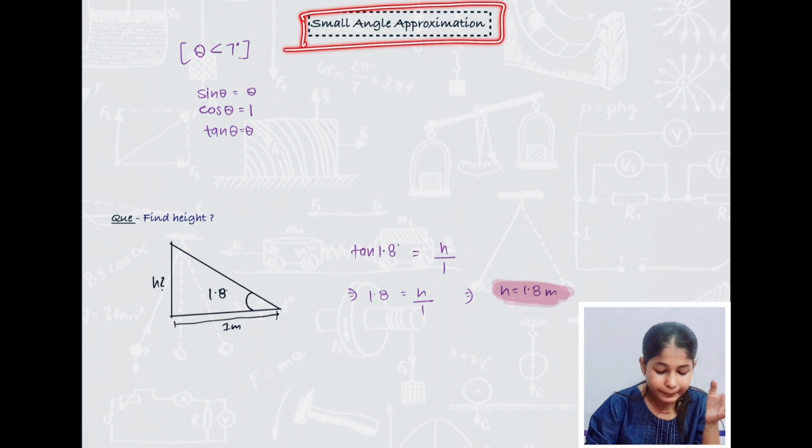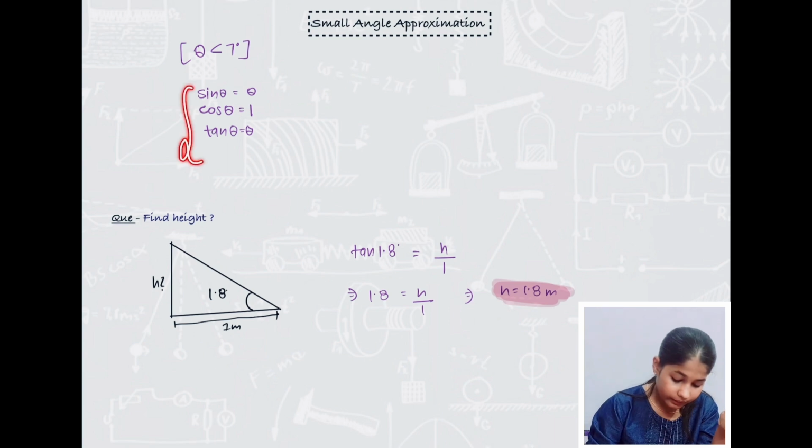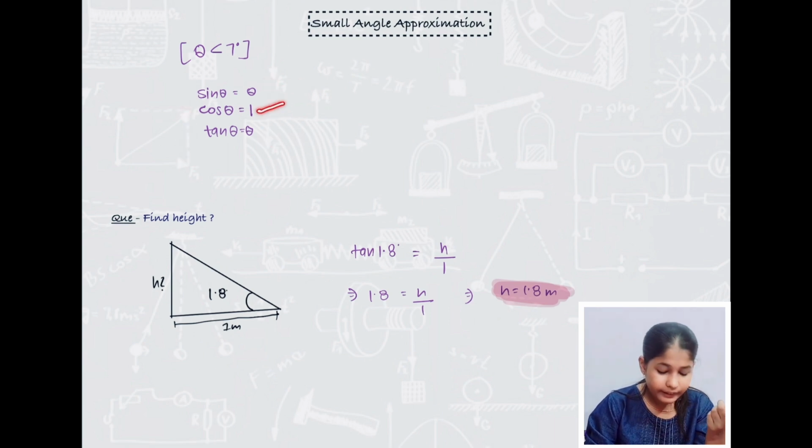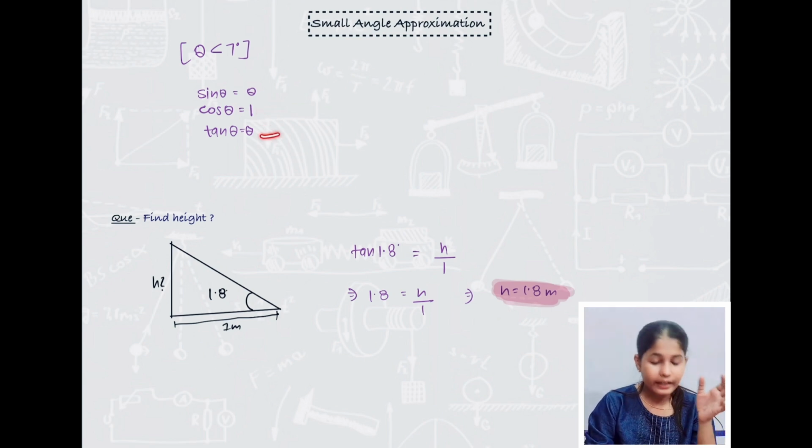Then we have completed the small angle approximation, in which if the angle is less than 7 degree, then in case of sin theta, it will remain as it is. In case of cos theta, it will become 1, and in case of tan theta, it will remain as it is, tan theta is theta.